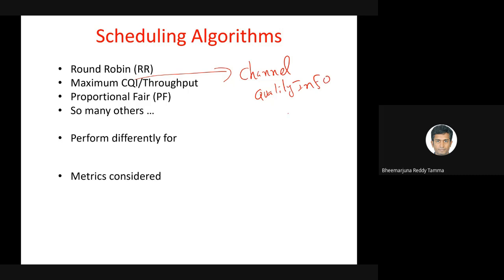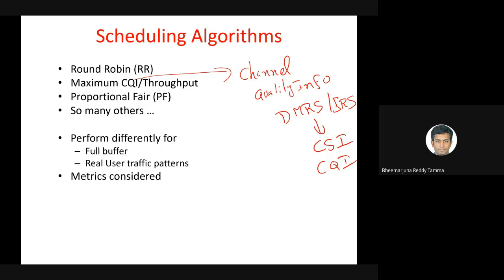So this is what I was mentioning about. We can use a DMRS or SRS to estimate CSI, or you can call it channel quality information. There are many ways we can decide about the scheduling algorithms, and they perform quite differently depending on whether it is a full buffer case or whether it is a real user traffic scenario.